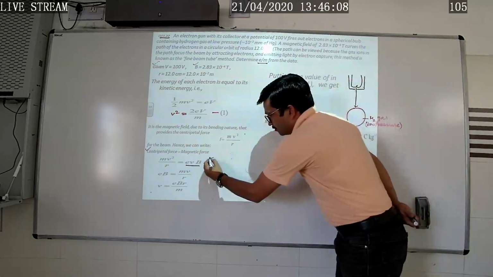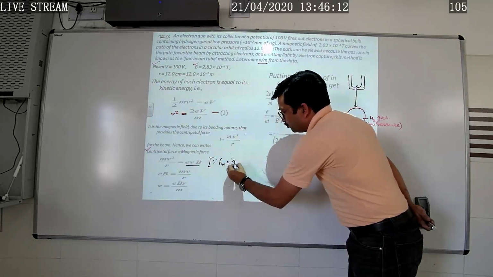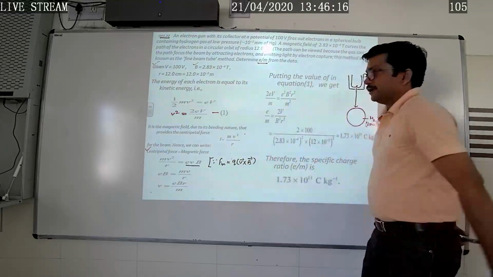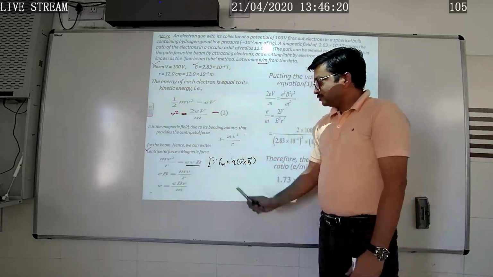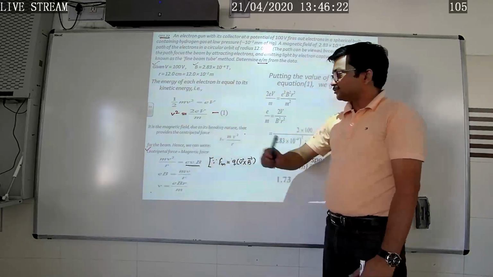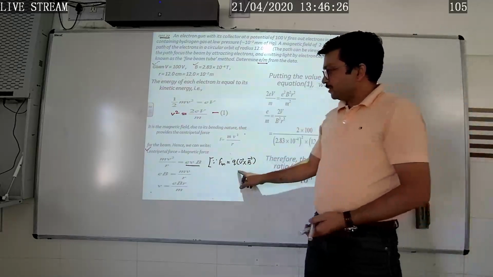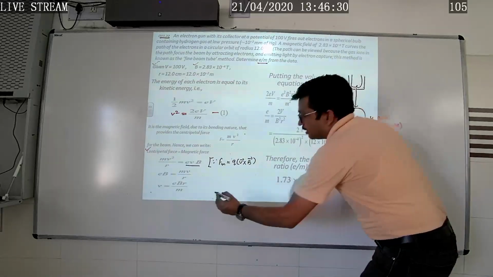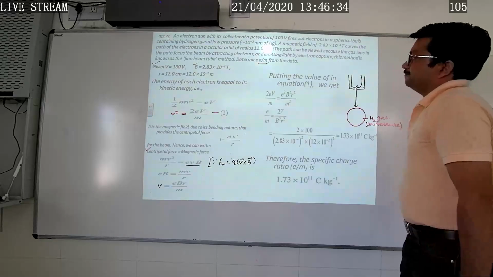I have already told you, the magnetic Lorentz force is given by q into vector v cross vector B. Here the charge on the electron is denoted by e. In this way, this force is responsible for providing the centripetal force. So from here we will calculate the speed, that is v equals eBr by m.